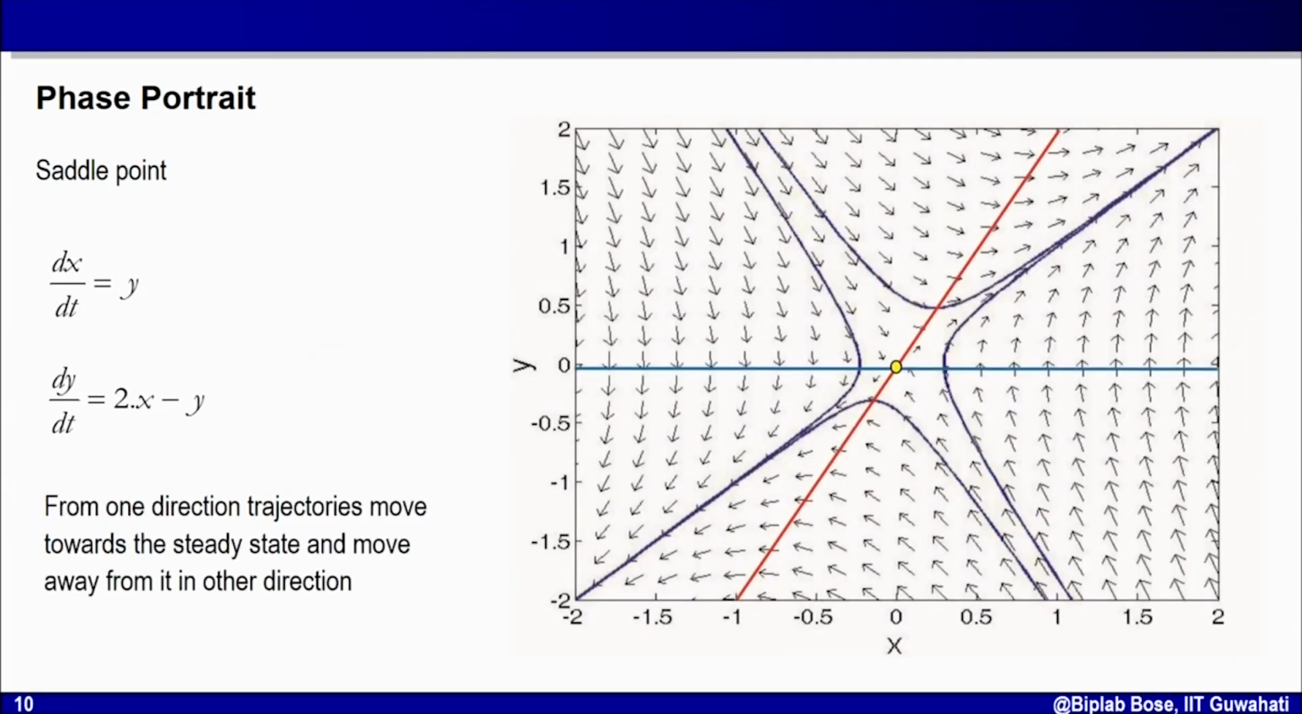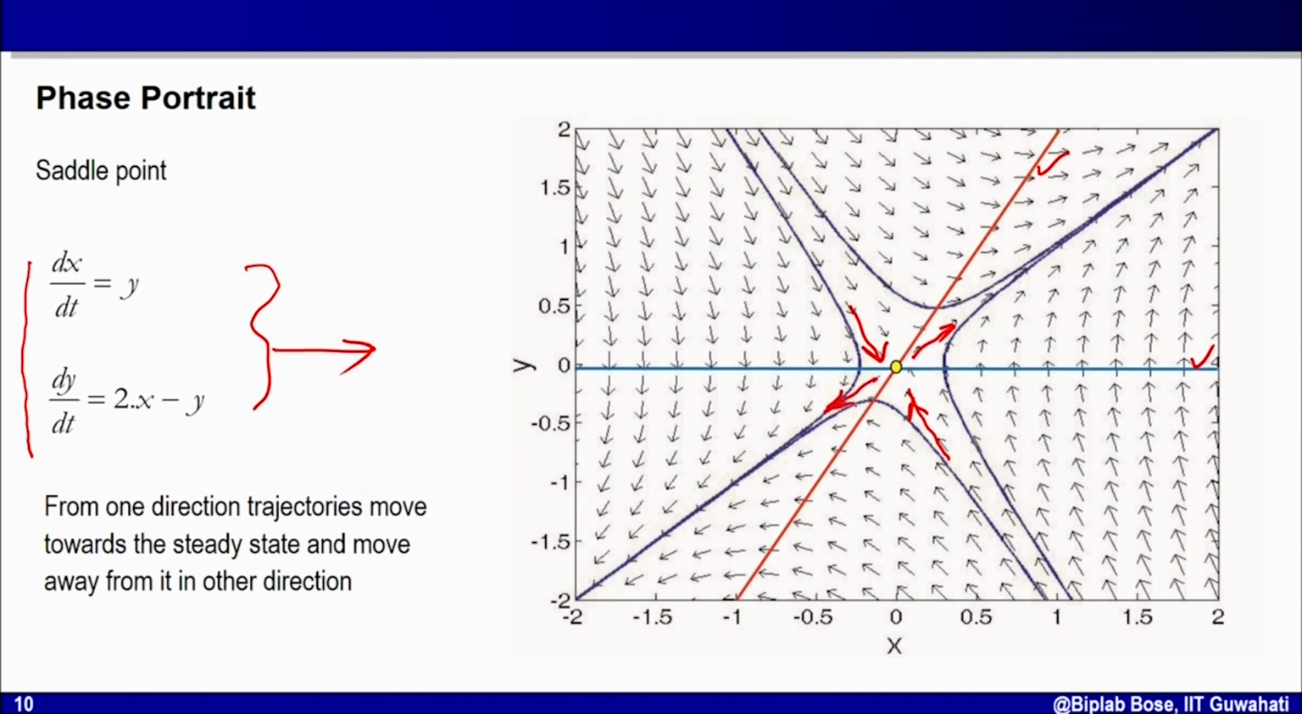Let us look into a few more examples. Here comes the saddle point. This system of ODEs, that is dx/dt equal to y and dy/dt equal to 2x minus y, gives rise to this phase portrait. Again, these two colored lines are null lines, and these arrows here represent the slope dy/dx. And as you can see, there are two paths through which you can actually reach towards the 0, 0 steady state position, whereas there are other paths which diverge away from it.